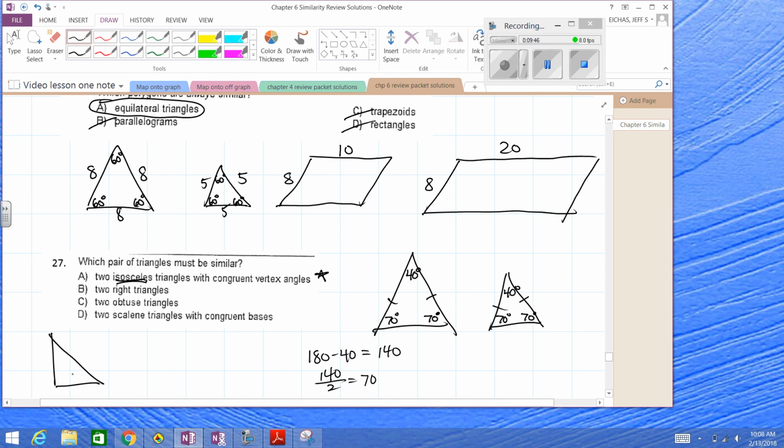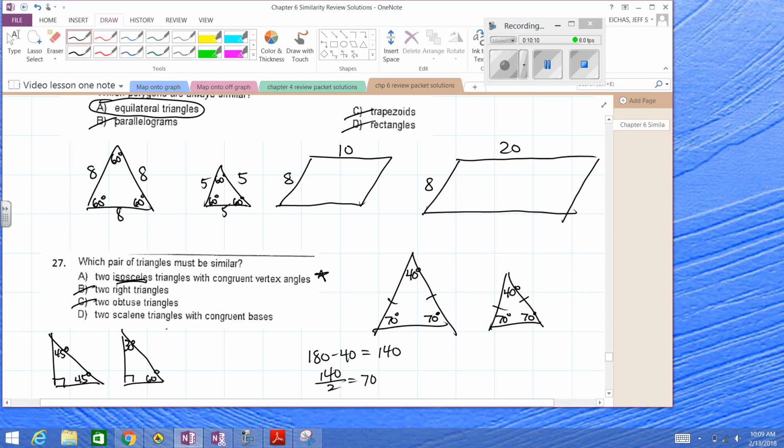Two right triangles, no. You can have 45, 45, 90. You can have, say, 30, 60, 90. So you don't. Two obtuse triangles, same thing. You can just change those other two angles. They don't have to match. In fact, you don't even have the same obtuse angle. You can have one with a 100-degree obtuse angle, one with 110.